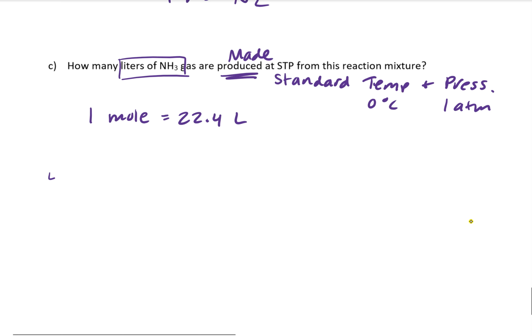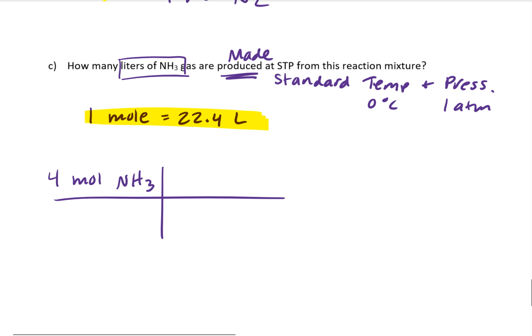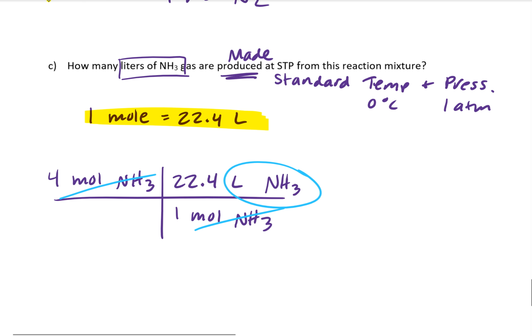So if we have 4 moles of ammonia, we can convert that into liters using this conversion factor from our mole map. For every 22.4 liters, there is 1 mole of NH3. So moles of NH3 cancel, and you're left with liters of NH3 in the numerator. And you calculate 4 times 22.4. You get 89.6 liters of NH3 ammonia.